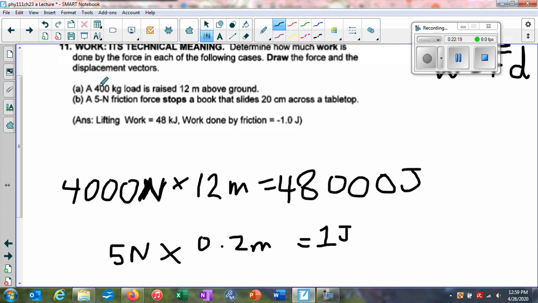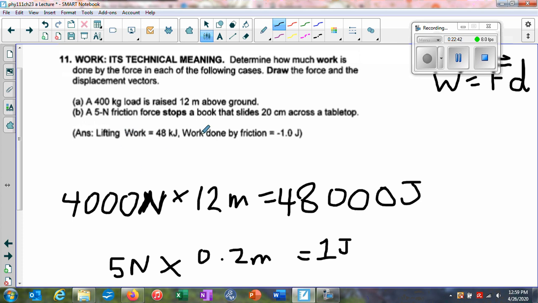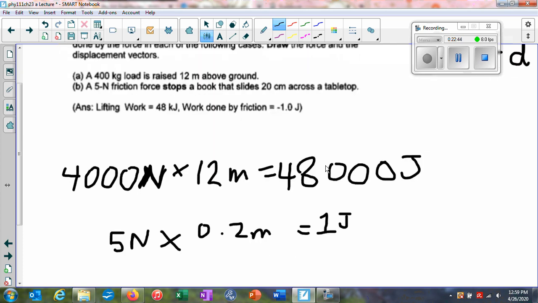I took that 400 and I multiplied it by 10. 10 meters per second every second is the constant acceleration due to being in Earth's gravitational field, where we all are right now. So I get 4,000 newtons. So 4,000 newtons is a force times 12 meters gives me 48,000 newton meters, or joules. That can also be written as 48 kilojoules, because a kilojoule is 1,000 joules.